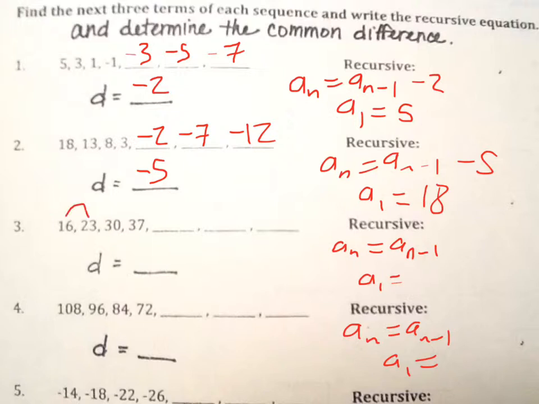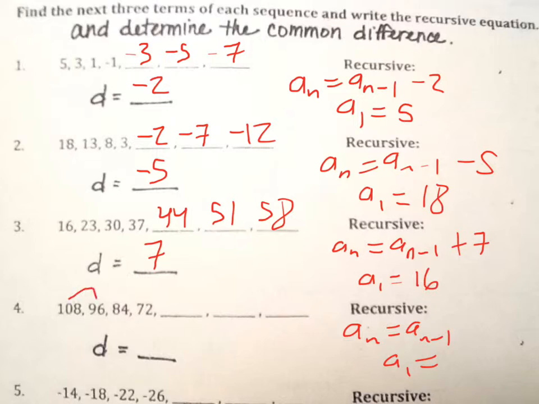On the next one, it's looking like we're getting a pattern of adding 7 every time. So if you add 7 to that, you'll get 44. If you add 7 to that, you'll get 51. If you add 7 to that, you'll get 58. And that's going to give us a common difference of just 7. And every term in the sequence is equal to the previous one plus 7 for the recursive function part. And you've got to tell it where to start, which is going to be the first number there of 16.